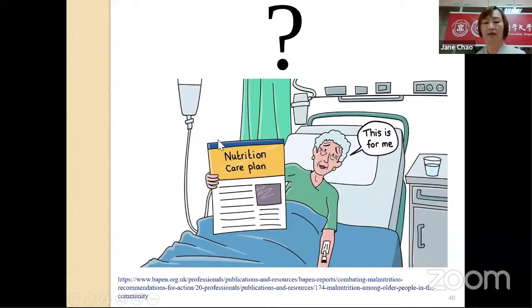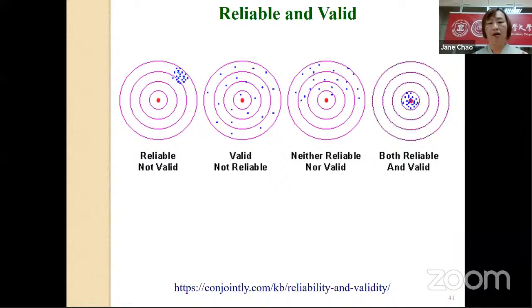Okay. When we develop a new nutritional assessment tool, we have to consider two things: whether it's reliable or not, and whether it's valid or not. So usually we will consider both categories, reliability and validity. So what are reliability and validity?